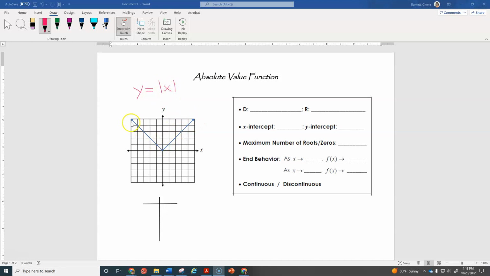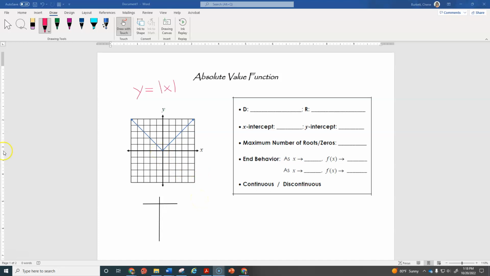We learned that the absolute value function looks like the graph of a V. The parent function has an origin or a vertex right there at the origin, 0, 0. It has a slope on the right side of positive 1. The slope on the left side is a negative 1.